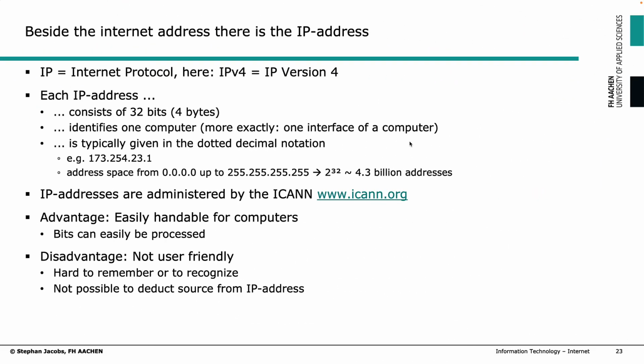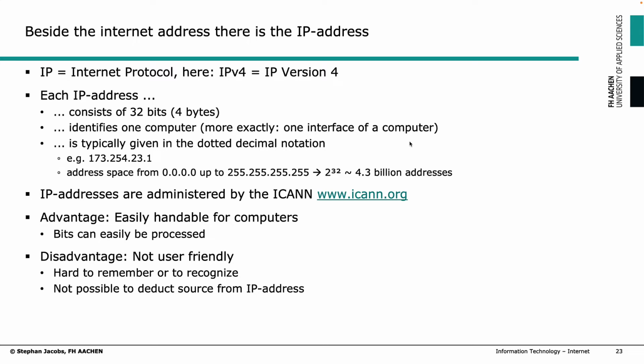I already mentioned the IP address, which is the address which is better usable by the computer. So how does this look like? Currently, we are using IP version 4 and IP version 6 in parallel. So first I introduce this IP version 4. Each IP address consists of 32 bits, that's equal to 4 bytes.